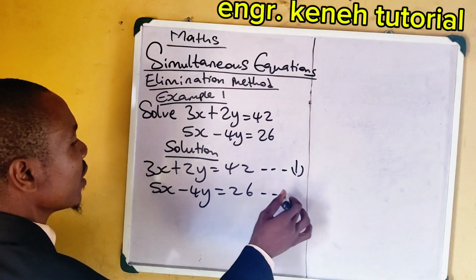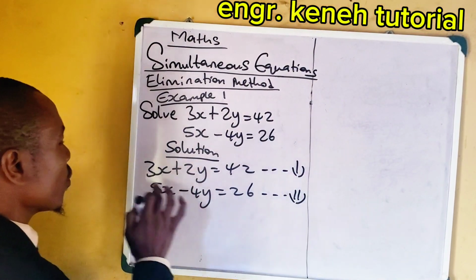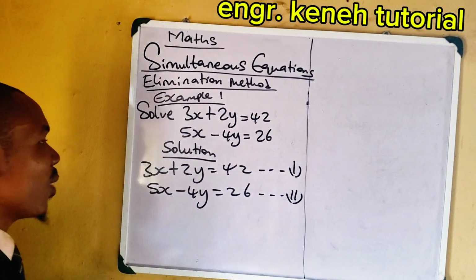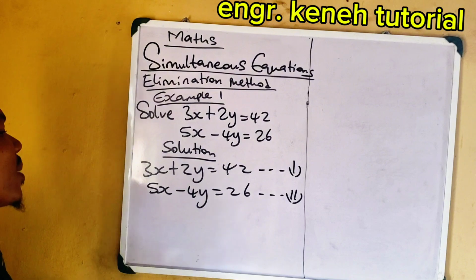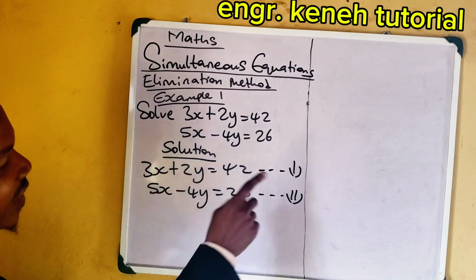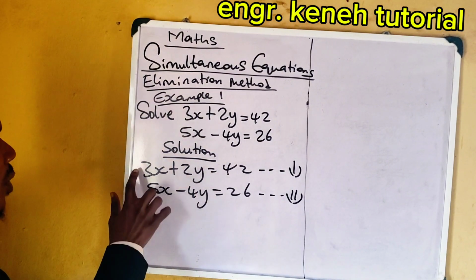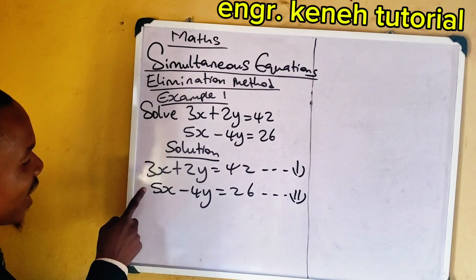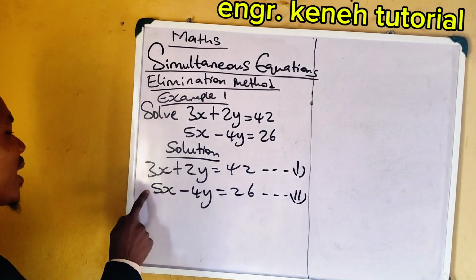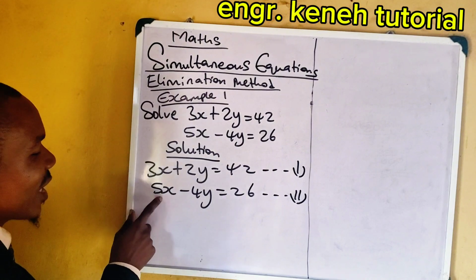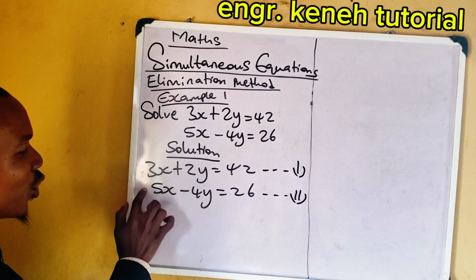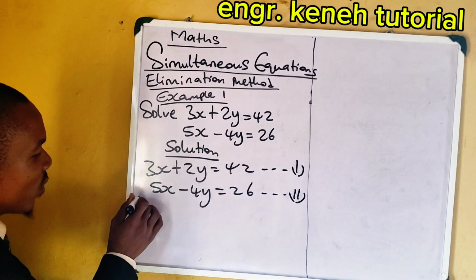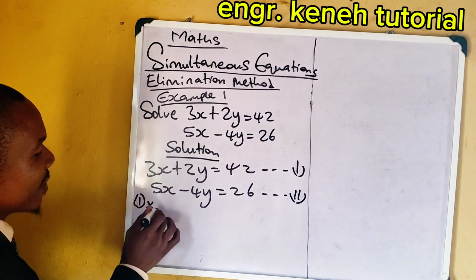and this is equation 2. So for this 3 and 5 to become equal, what I will do is that I will multiply equation 1 by 5. If I multiply equation 1 by 5, 5 times 3 will give me 15. Then if I multiply equation 2 by 3, I notice that 3 times 5 will give me 15. By so doing, you notice that these two will now become equal.